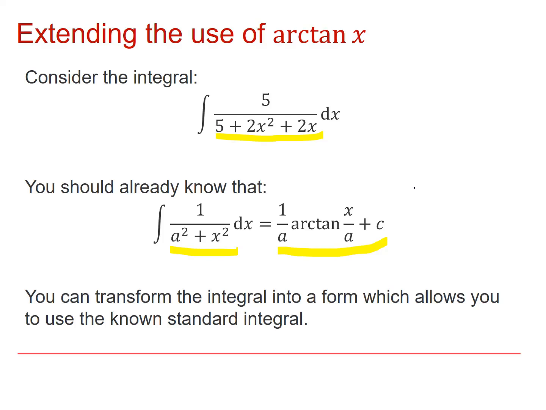Remember that arctan is the inverse tangent, and sometimes you'll see it written as tan to the minus 1 of x over a. Going back to our integral then, what we've got on the bottom here is not the same as we've got here, but this can be transformed so that we get it into this format. And once we have it in this format, we can then look at using the standard integral.